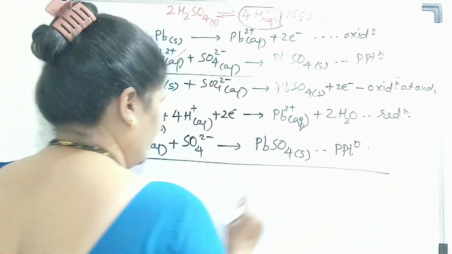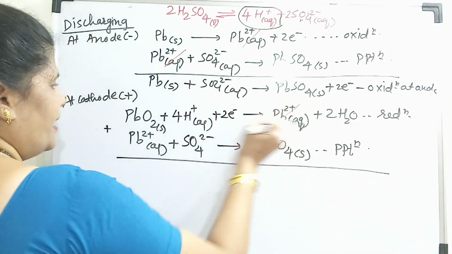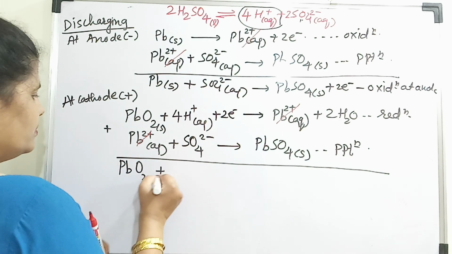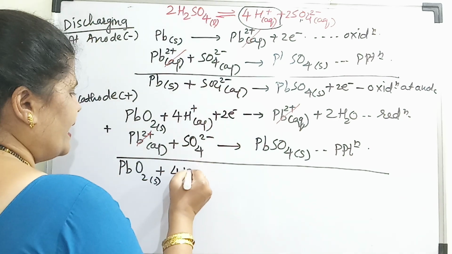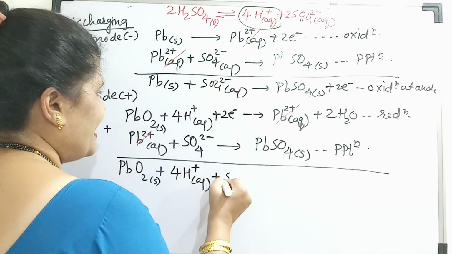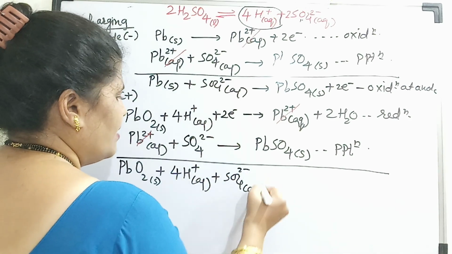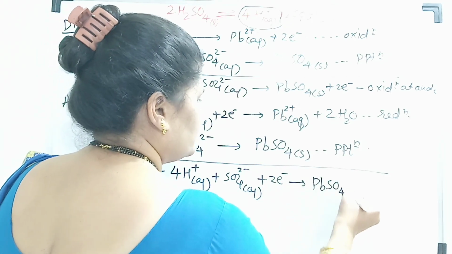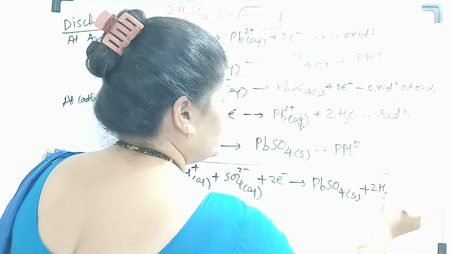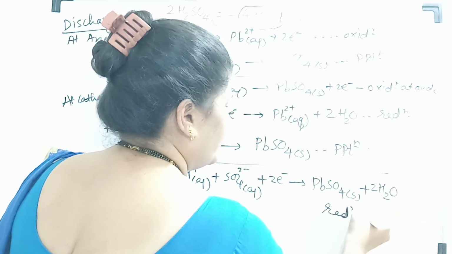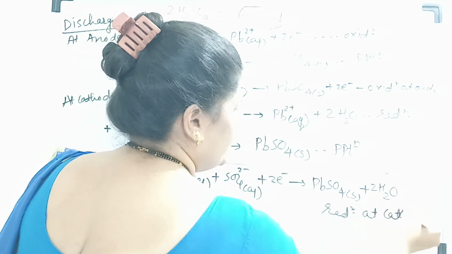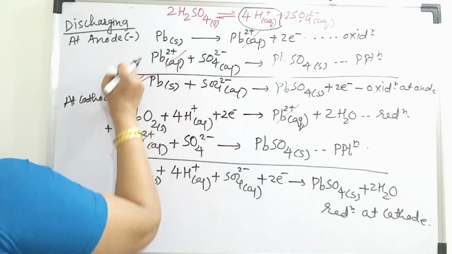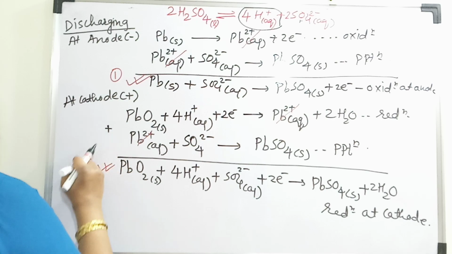Let us add the two equations. What will get cancelled again is Pb2+. So what you get is PbO2 plus 4H+ ions plus SO4 2- plus 2 electrons gives PbSO4 plus 2H2O. This is reduction at cathode. Right, students? So I got oxidation, that is equation 1, and this equation as equation 2.